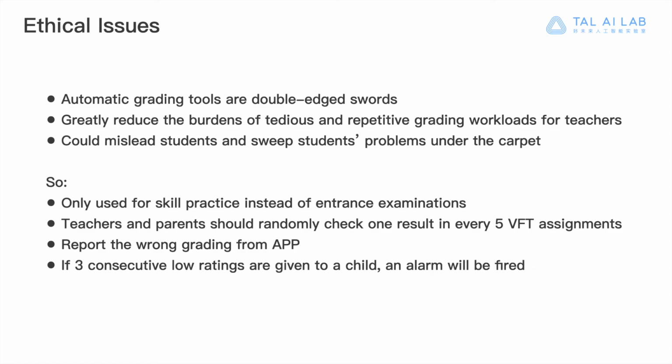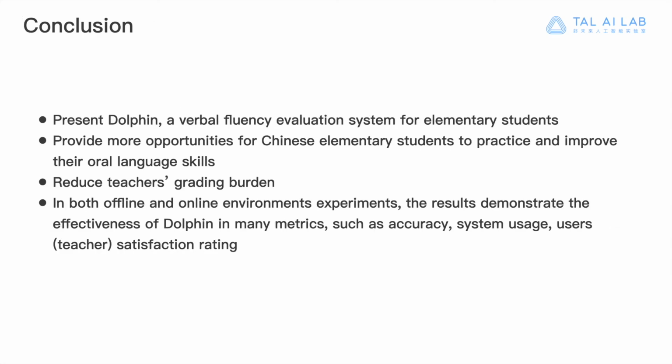First, we ask both the teachers and the parents to randomly check one result in every 5 VFT assignments. They are able to report the wrong grading immediately from the mobile app. Second, when the grading tool gives 3 consecutive low ratings to a child, an alarm will be filed to the corresponding teacher, and the teacher is required to check all recent ratings.